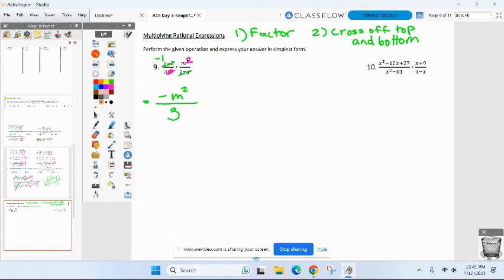Ooh, buckle up now. Now it gets intense. I need your factoring game to be on. Over here, number 10, factor. Do not cross things out. Factor everything you think you can. And up here, you can factor 2 of them.